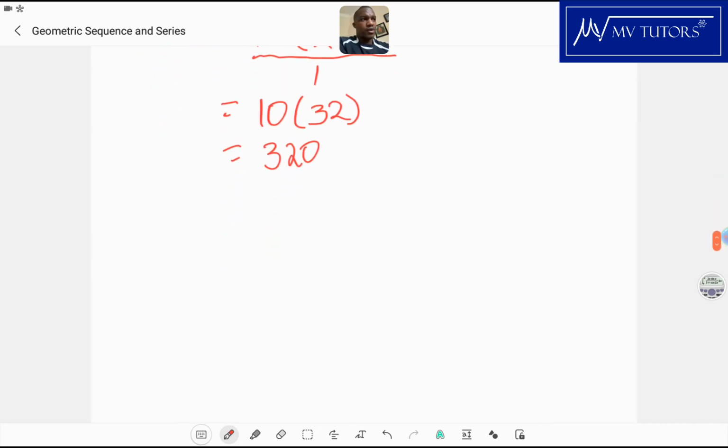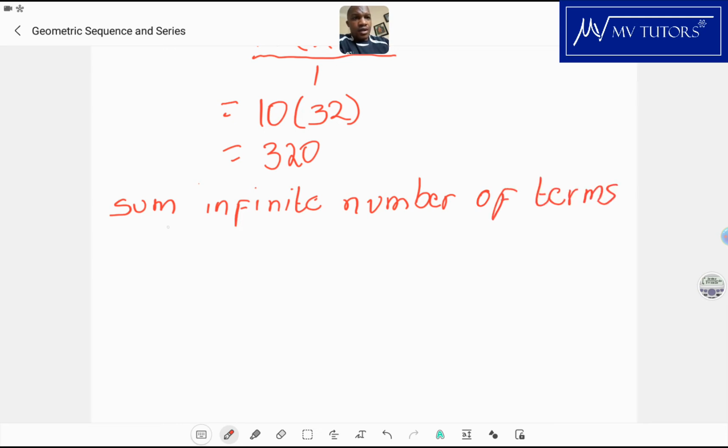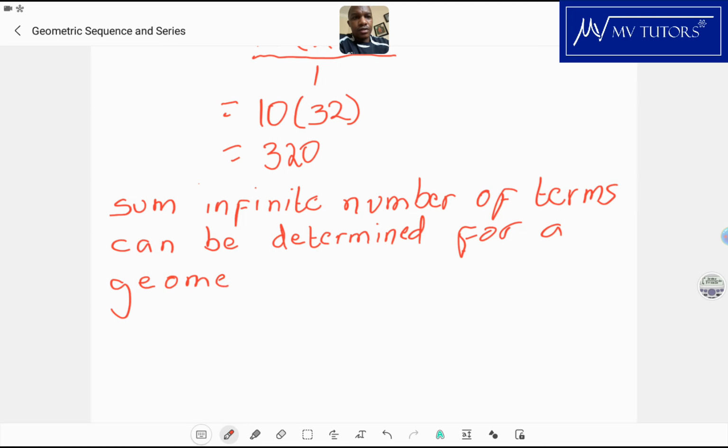Let us continue. Now it is possible to sum an infinite number of terms only in the geometric series, but this only happens under special conditions. Let me just write this down. You can sum an infinite number of terms, or it can be determined, and this only happens with a geometric series, not any other kind of series.